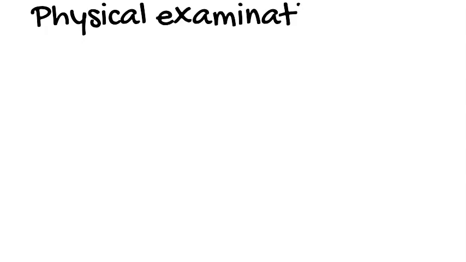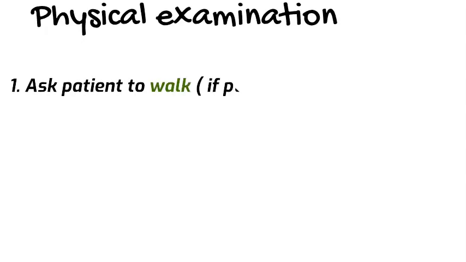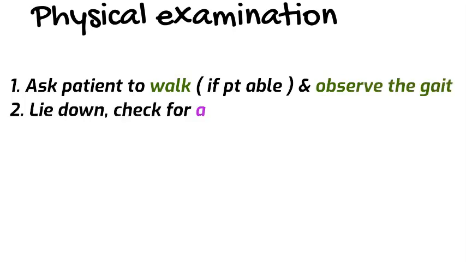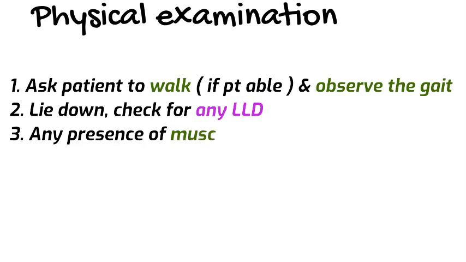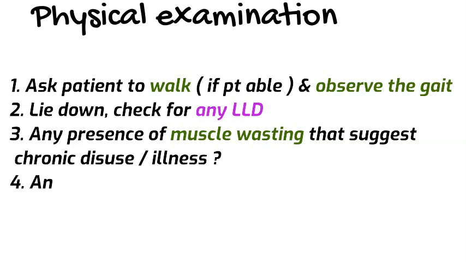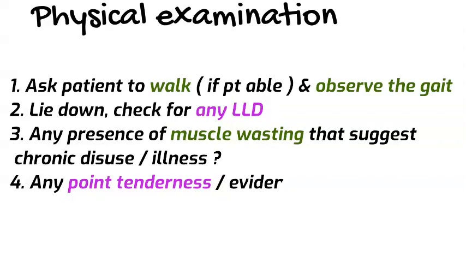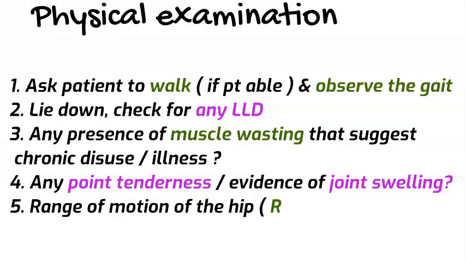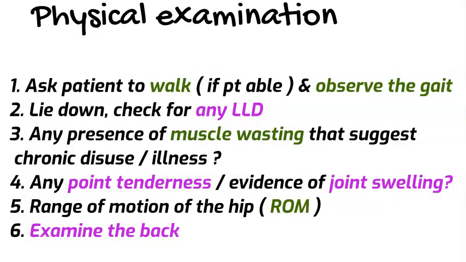For physical examination: 1. Ask the patient to walk if able and observe the gait. Number 2. Ask the patient to lie down and check for any LLD, limb length discrepancy. Number 3. Any presence of muscle wasting that suggests chronic disuse or illness. Number 4. Any point tenderness or evidence of joint swelling. Number 5. Range of movement (ROM) of the hip. And lastly, 6. Examine the back.